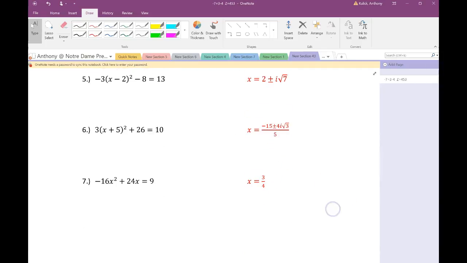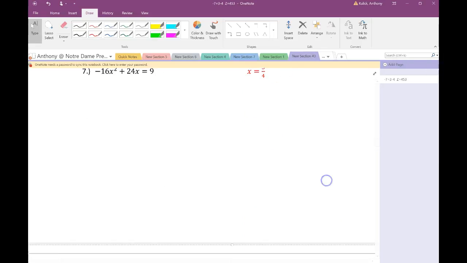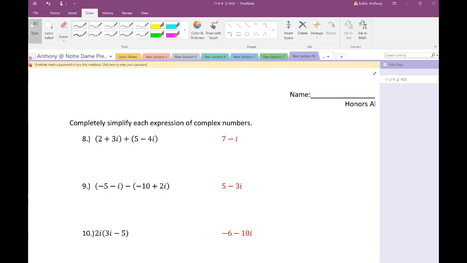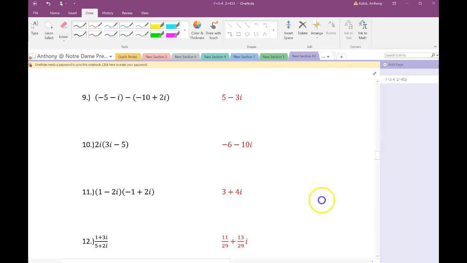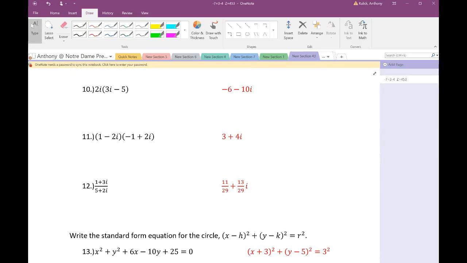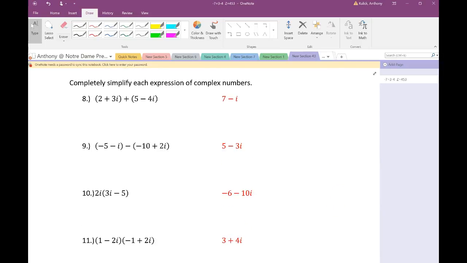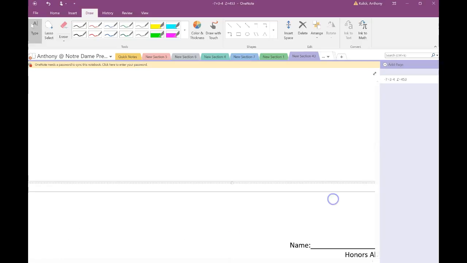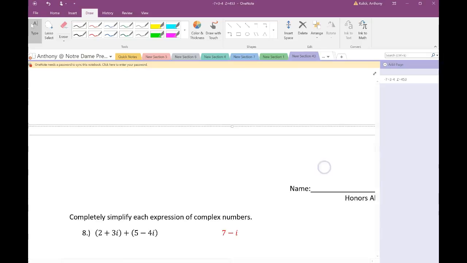This is a study guide. And this is very similar to what you did on the quiz. I cut some parts off of it in the interest of time. And then I ask you to completely simplify each expression of complex numbers. Anybody with a question on what to do for these ones? Solve the quadratic equation. You're good? Okay.